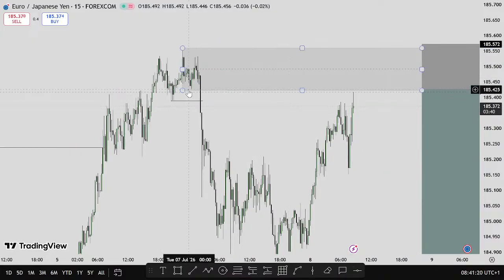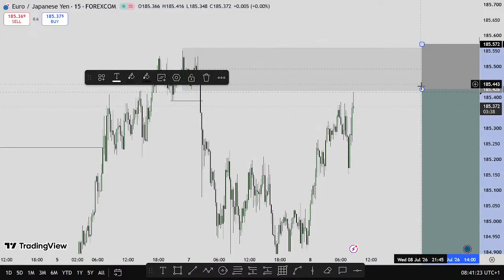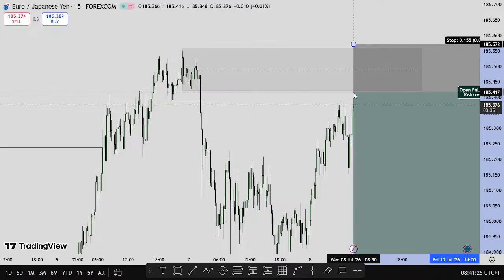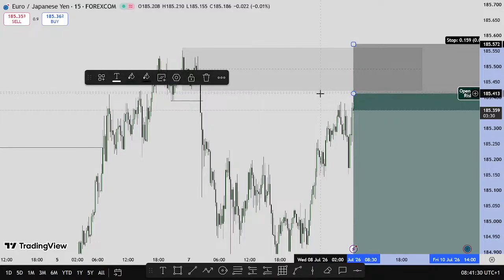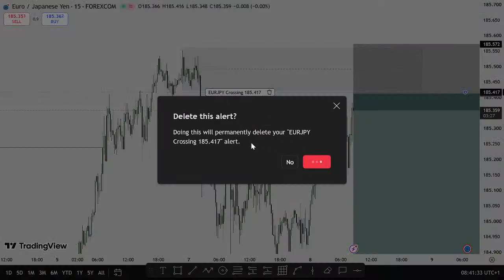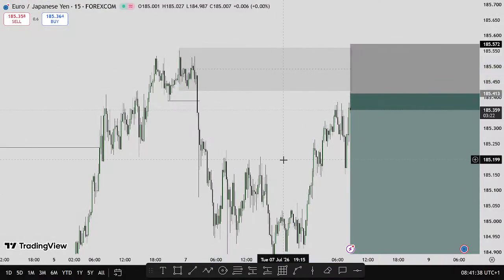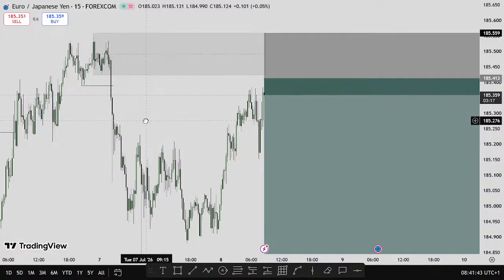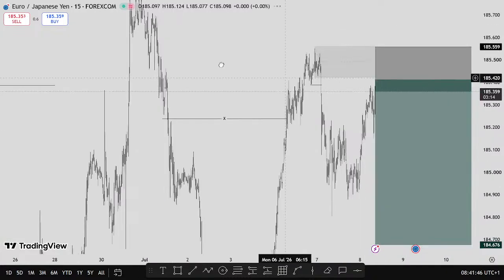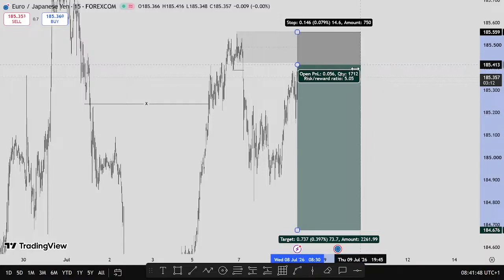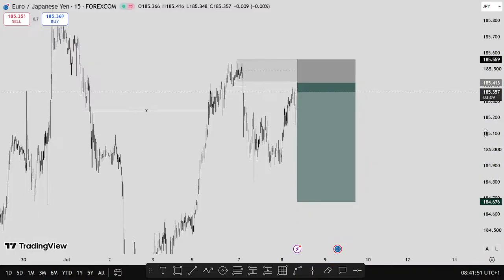So price supposedly hit our entry here. It didn't alert us. More like a sniper, that's why I didn't get any alerts. I'll just delete the alert. There's no need for it again. So we're going to take a sell from this level like this and drop down like this. So I'm just going to take this trade on Euro JPY.